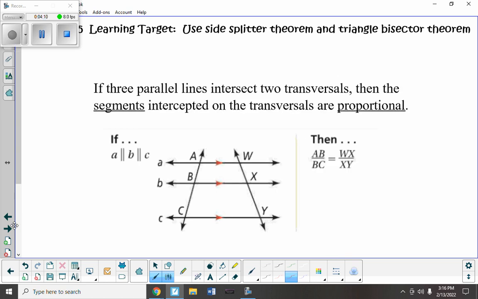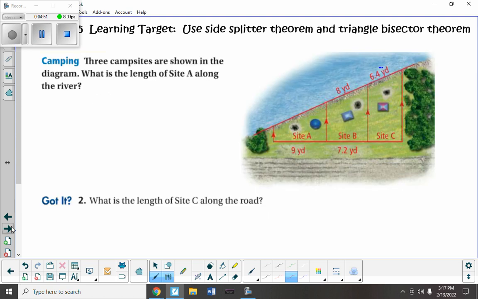All right, another theorem is if 3 parallel lines intersect 2 transversals, then the segments intercepted on the transversals are proportional. So these are the parallel lines, and these are the transversals. They're lines that are crossing the parallel lines. So the parts that are intersected, so this compared to this, has the same ratio of WX to XY. So AB is to BC as WX is to XY. So basically, those parallel lines cut off those transversals proportionally. So we can use that in a problem like this.